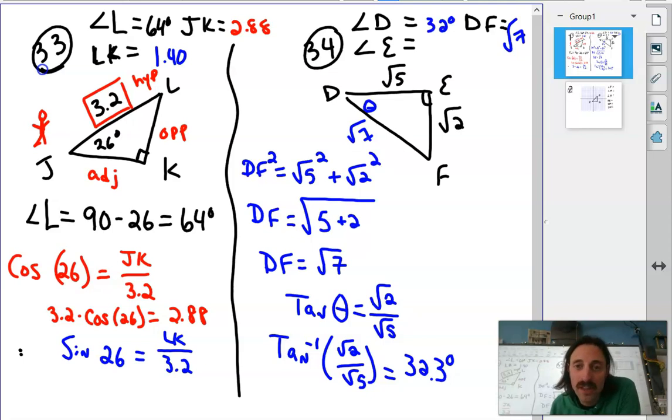Now, I could do the same thing from F. I could do the arctangent of the square root of 5 divided by the square root of 2. Or, since I know I already have a 90 degree angle, I could do 90 minus 32 to figure out that this angle has to be 58.